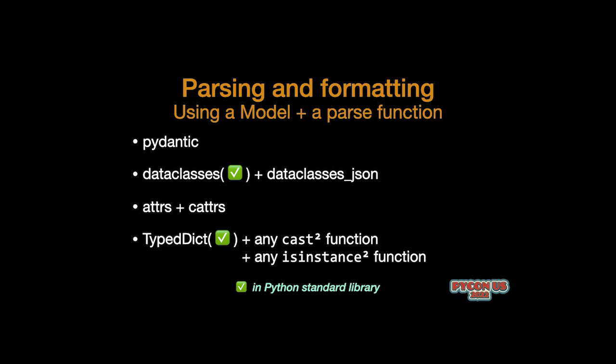I mentioned that in general there is a pattern where there is some kind of parse function and some kind of model class. If you have Pydantic, you have Pydantic models. If you're using data classes, there's a separate package called dataclasses-json, which will actually enforce that information at runtime. There's the older attrs package, which is similar to data classes, that declares a model type. And then there is a separate package called cattrs, which actually enforces it at runtime.